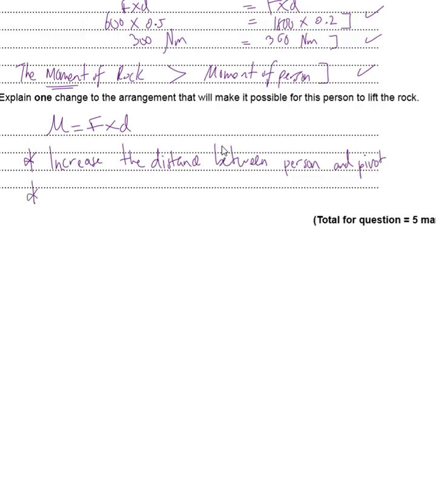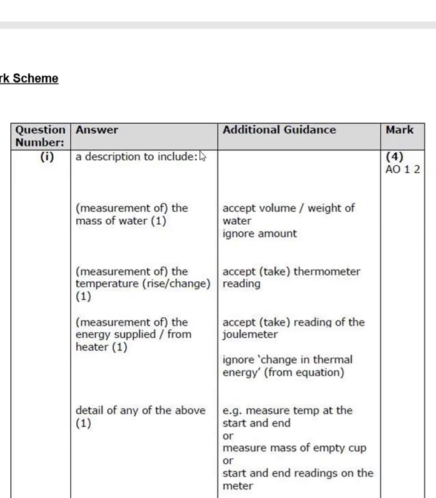So you want to increase the distance from the person to the pivot. In doing so, this increases the moment of the person. So if the distance increases, therefore the moment increases. And this is the 2 points for that. Now the mass is there anyway.